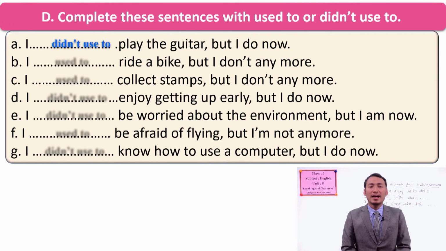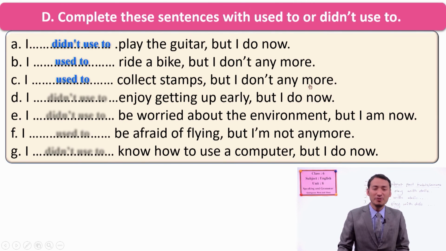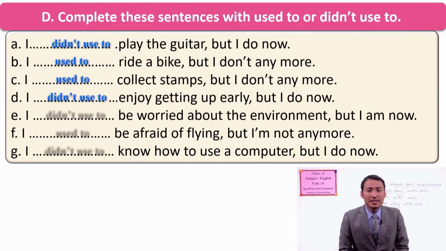Okay, another one is ride a bike, but I don't anymore. It means you don't ride a bike now, so you used to ride a bike in the past. So we find that from the situation. Okay, students. So number C, I used to collect stamps, but I don't anymore, means I don't collect now. Okay, on number D, I didn't used to enjoy getting up early, but I do now. In the past, I didn't get up early, means I slept for a longer time.